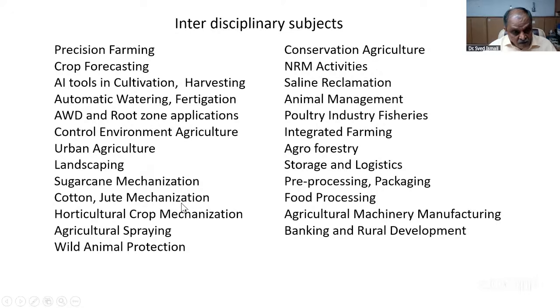Sugarcane mechanization, cotton, jute, horticultural crop mechanization. Spraying is another big area. Wild animal protection. On this side, conservation agriculture, NRM activities, saline reclamation, animal management, poultry industry, fisheries industry, integrated farming, agroforestry, storage logistics, pre-processing, packaging, food processing, agriculture machinery manufacturing, banking and rural development.